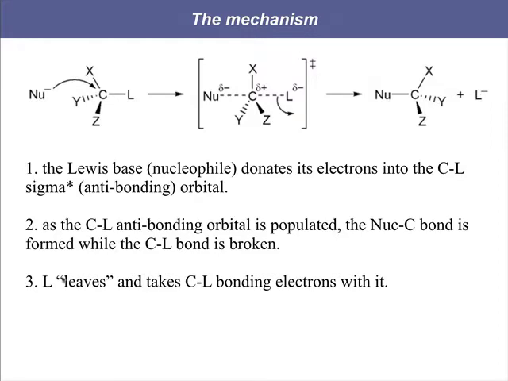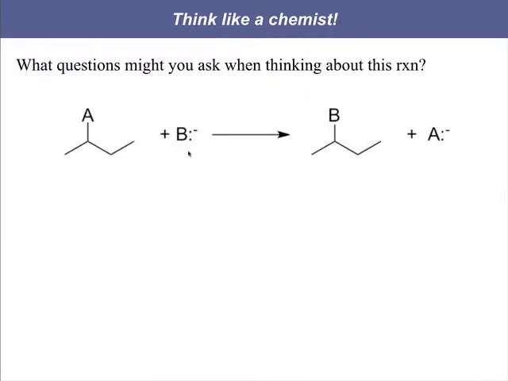Then 3, the leaving group leaves, it takes off, and it takes the carbon leaving group bonding electrons with it. So we are showing here this bond being broken, and the electrons in that bond are going on to the leaving group. It's taking the electrons with it. So if we go back to our big template here, these electrons that A ends up with are the electrons that it was bonded to the carbon with. And the electrons that B donated are the electrons that it is bonded with.